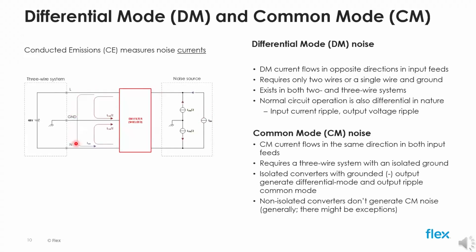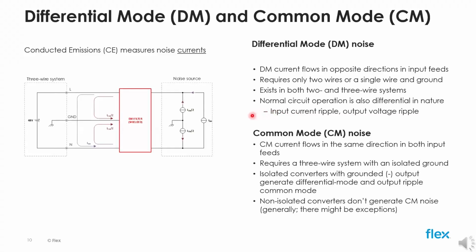Differential mode current flows in opposite directions in the input lines. It doesn't flow into ground and therefore exists in both 3-wire and 2-wire systems. So it's applicable to both isolated and non-isolated DC to DC converters. This is because it's associated with normal circuit operation, like the switching action of the converter.